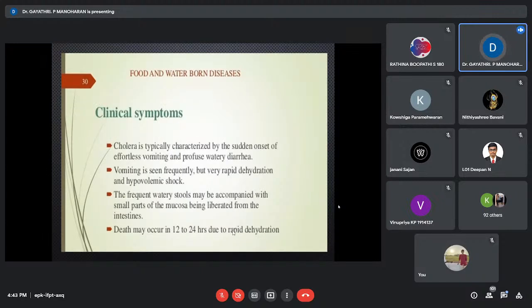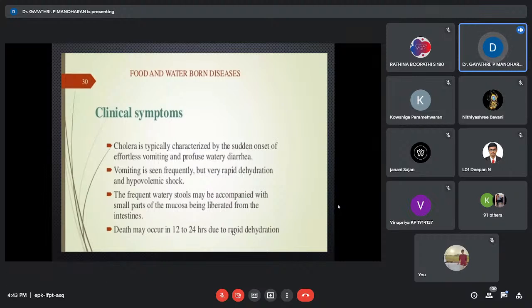What are all the clinical symptoms அப்படின்னா, cholera is typically characterized by sudden onset of effortless vomiting and profuse watery diarrhea. We can't control the diarrhea. அந்த மாதிரி ஒரு diarrhea வரும், that is called as profuse watery diarrhea. Tap open பண்ணா எப்படி water வருமோ அந்த மாதிரியான watery diarrhea வரும், which looks like rice water stool சொல்லுவாங்க. rice water அப்படின்னா சாதம் வடிக்கிற கஞ்சி இருக்கு இல்லையா, அந்த மாதிரி இருக்கும் சொல்லுவாங்க. And then vomiting is seen frequently but very rapid dehydration and hypovolemic shock.